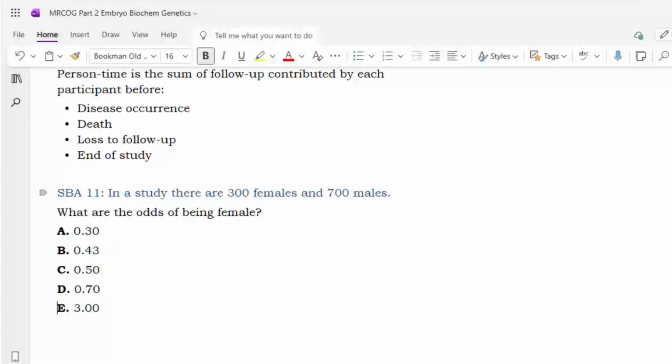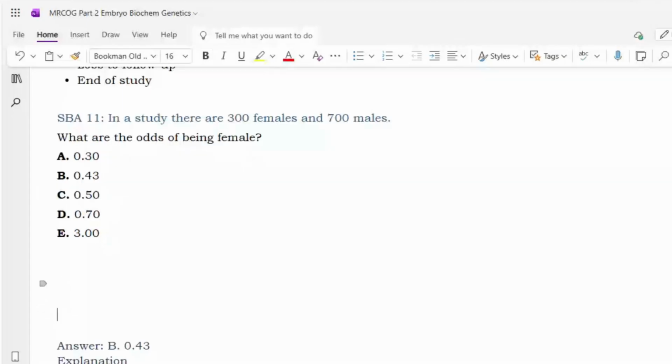If it is 350, that means it will be 0.5. But this is not 350, this is 300 only. So it is less than 0.5, and only one answer is below that, 0.43. So you don't have to calculate. If it were 0.3, then this should have been 900, three times of this. So just look at the figures. It will be 0.43.